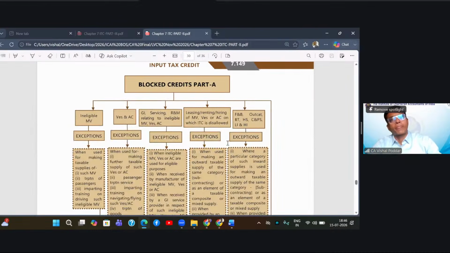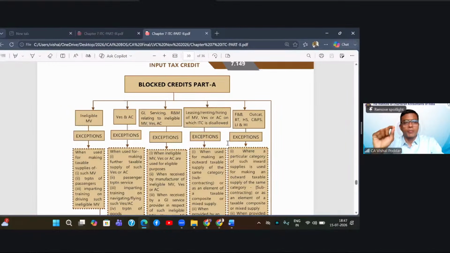Now we come to that part of ITC which is the most fearful part for businesses, which we call blocked ITC. Now, what is this blocked ITC? Blocked ITC is the one, students, which is the ITC applicable to those supplies for which the law does not want to provide you credit.